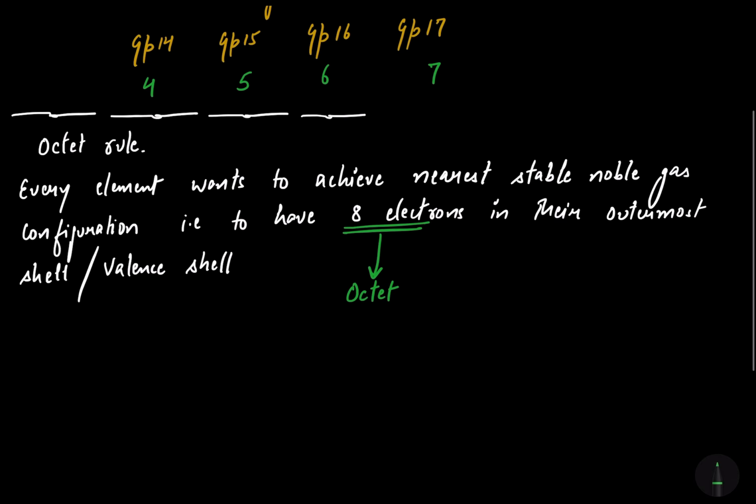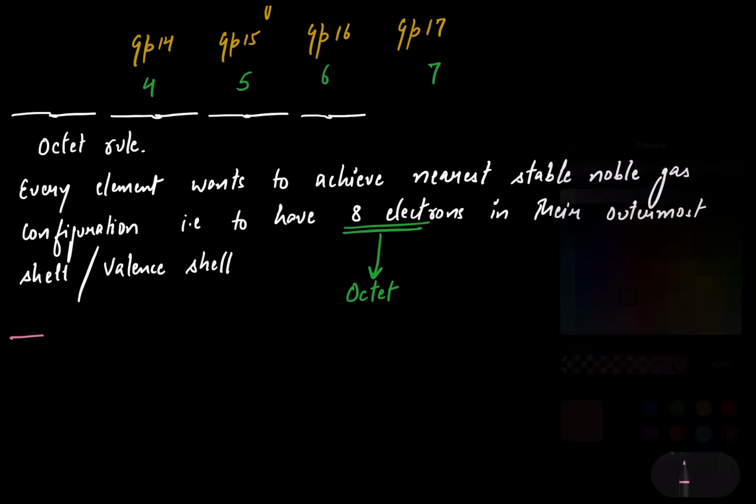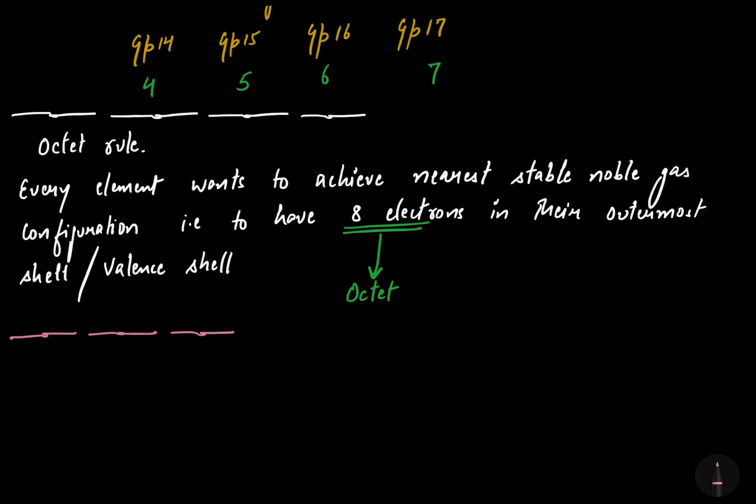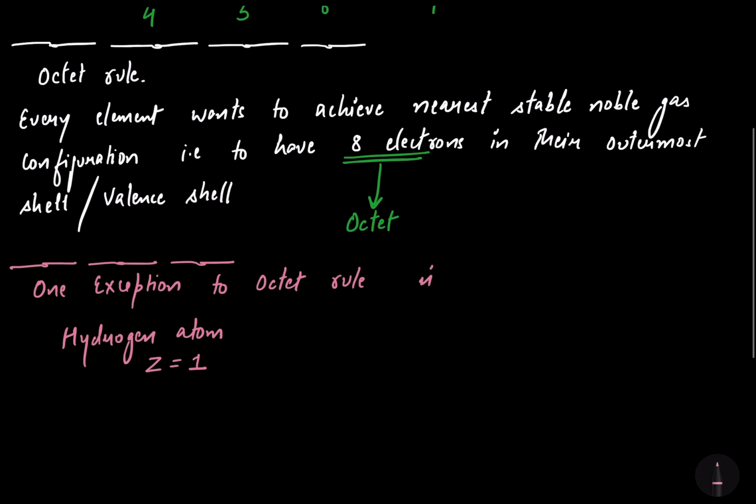Now, there's one exception. In case of octet rule, we are having one exception. One exception to octet rule is hydrogen atom. What's the atomic number of hydrogen? It's 1. So what will be its electronic configuration? Just 1 electron in the outermost shell.